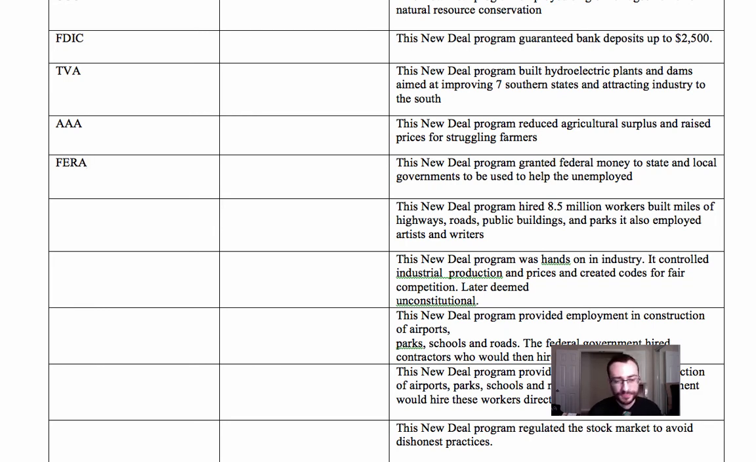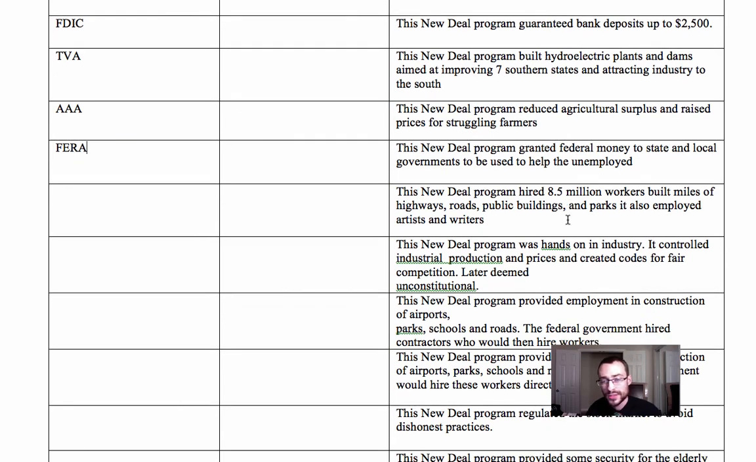Administration. Next one, this New Deal program hired 8.5 million workers, and they built miles of highways, roads, public buildings, and parks, and it also employed artists and writers. That's, I think, the key point there, artists and writers. So this is going to be the WPA, Works Progress Administration.